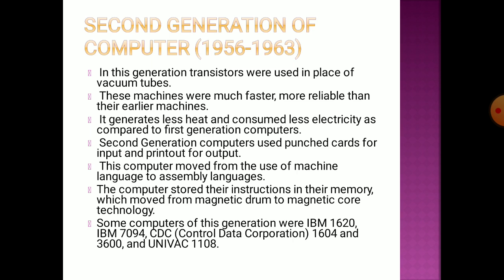In your second generation computers, we use machine language and assembly language. So what happens here? In your first generation, everything is instructed using only machine language. But here, rather than machine language, we started to study your assembly language. Meaning we started to give the instructions using assembly language.